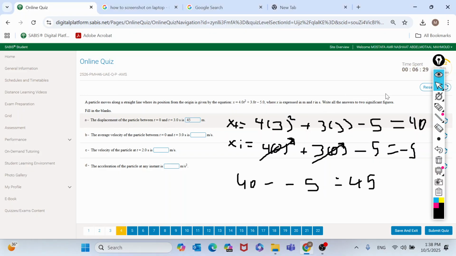Average velocity. So it's going to be displacement over time. Displacement is 45, we got it in part A. Over time, 3 minus 0, t final minus t initial. So 45 over 3 equals 15.